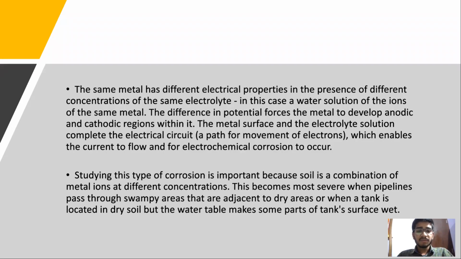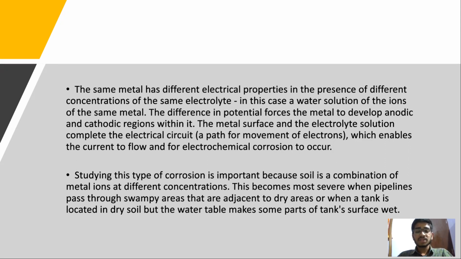The same metal has different electrical properties in the presence of different concentrations of the same electrolyte. In this case, a water solution of the ions of the same metal, the difference in potential forces the metal to develop anodic and cathodic reactions within it. The metal surface and the electrolyte solution complete the electrical circuit, a path for movement of electrons which enables the current to flow and for electrochemical corrosion to occur.